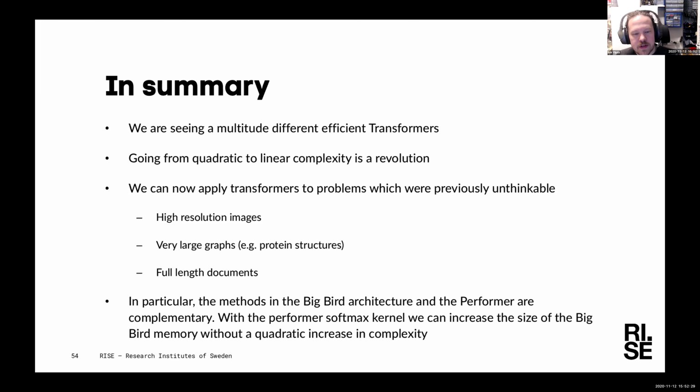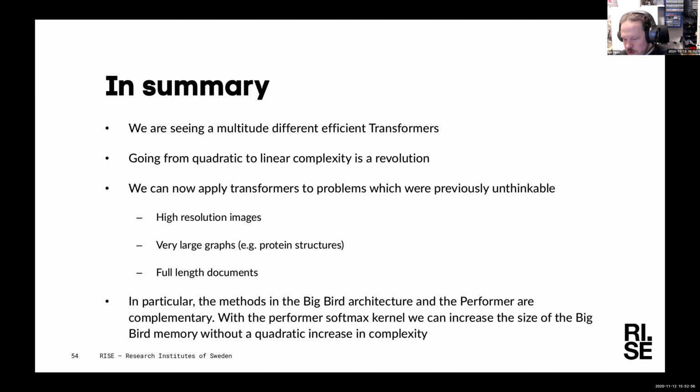But another very interesting domain which the Performer also looks at is encoding, for example, large molecules, so large graphs. So trying to, for example, do prediction on protein structures. This is a very, very interesting area of research, very active also. But also going into looking at much longer documents than just a couple of hundred, or at most 1,000 or a couple of thousand tokens.